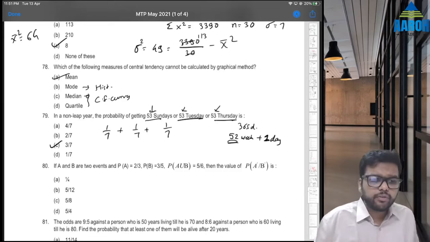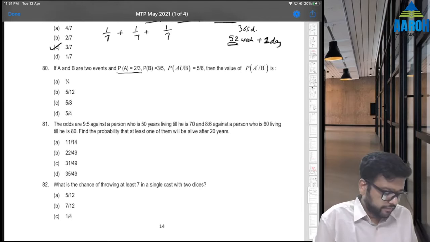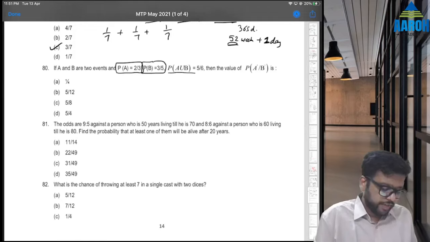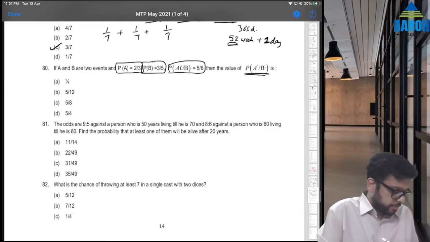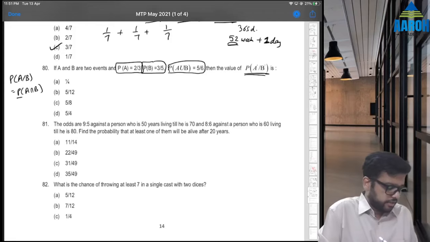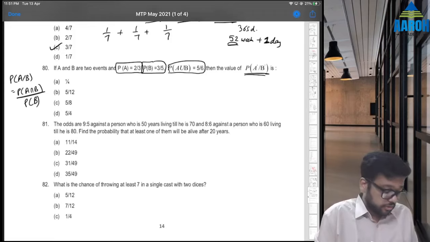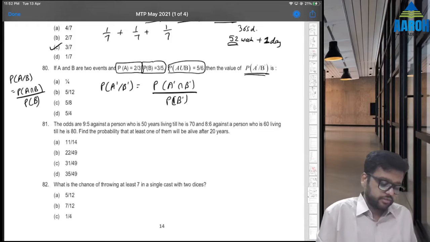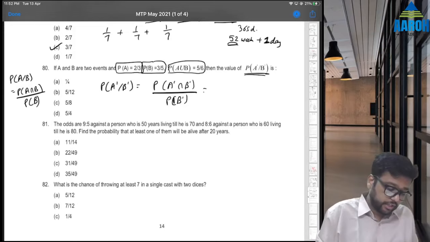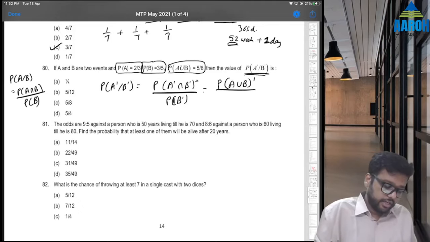Fine. 80 is a good one. If A and B are two events and probability of A is given, P of B is given, P of A union B is given, then probability of A dash given B dash. First of all, if you remember, the formula of probability of A given B is probability of A intersection B upon probability of B. So probability of A dash given B dash will be probability of A dash intersection B dash upon probability of B dash. Using De Morgan's law, we can take that dash outside. So it will be probability of, sign will get reversed, (A union B) dash divided by P of B dash.